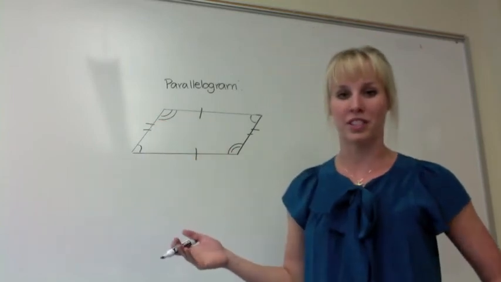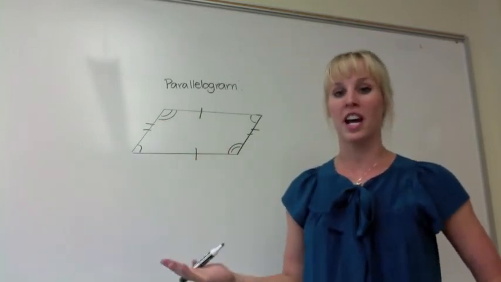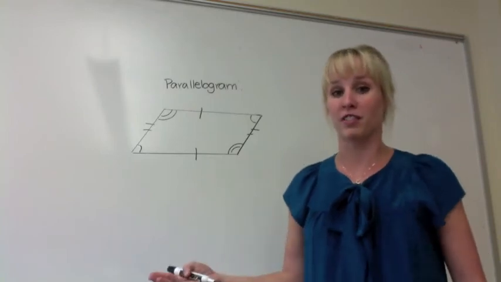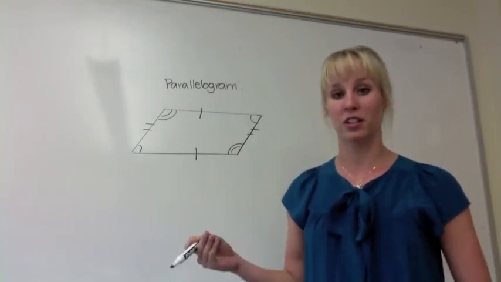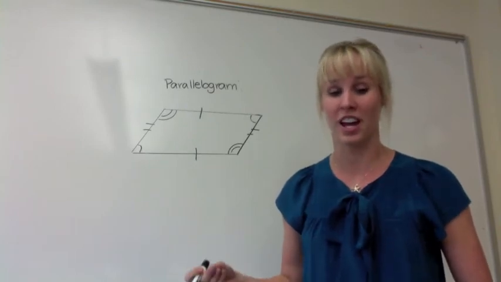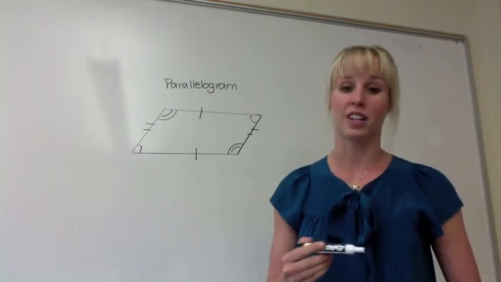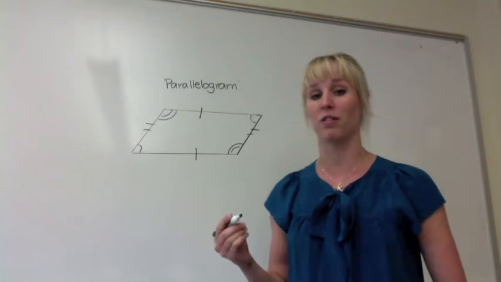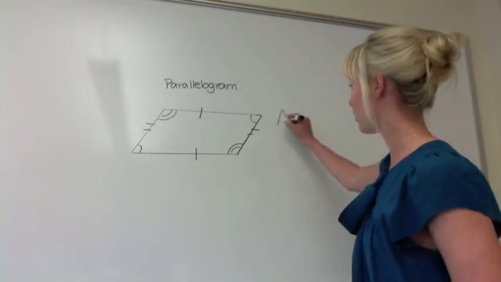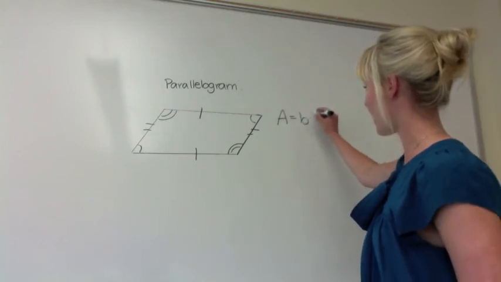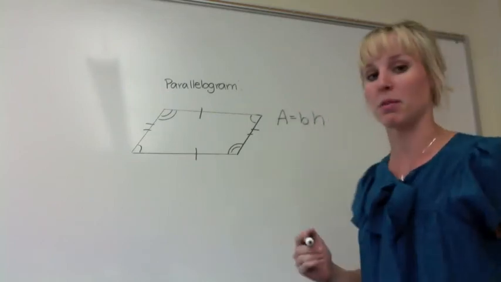We knew that from what we talked about earlier this year. But now let's figure out how to find the area of this shape. In order to find the area of the parallelogram, you use the exact same formula as you did with the rectangle. So you again start out with the formula: area is equal to base times height, and then you plug the numbers in.